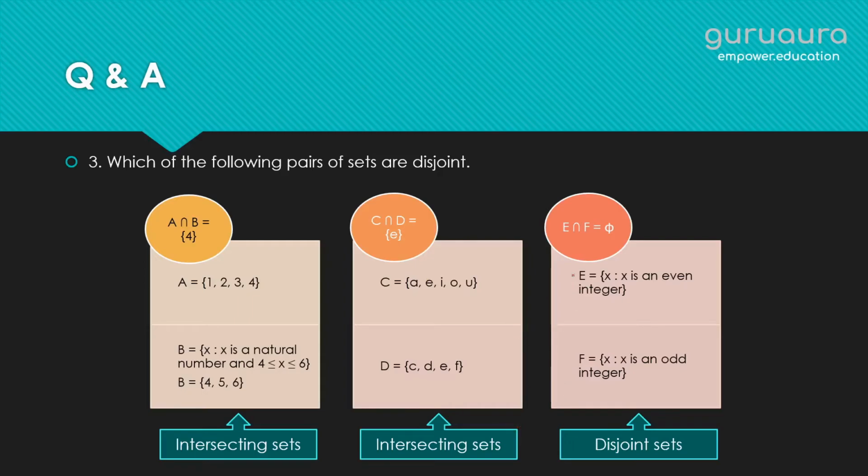Now let's check the last one, set E and set F. Set E is a set containing the even integers and set F contains the odd integers. So if we find E intersection F, we will get a null set. So we can say yes, this is an example of disjoint sets. Hope you have got the right answer. Now let's move to the next question.